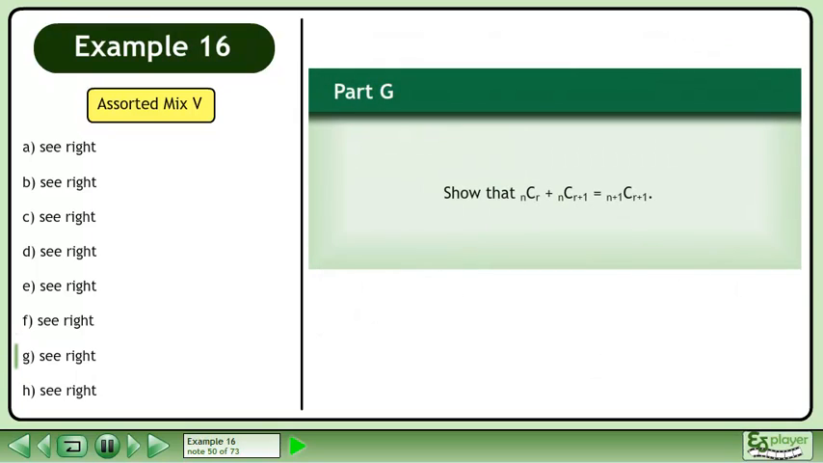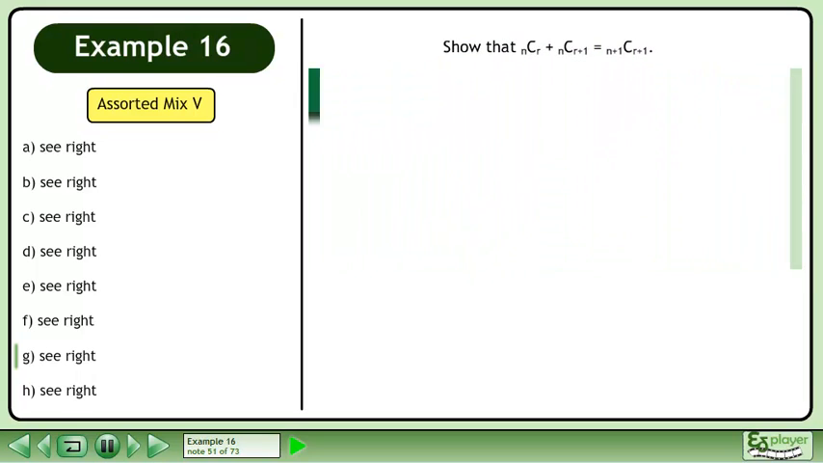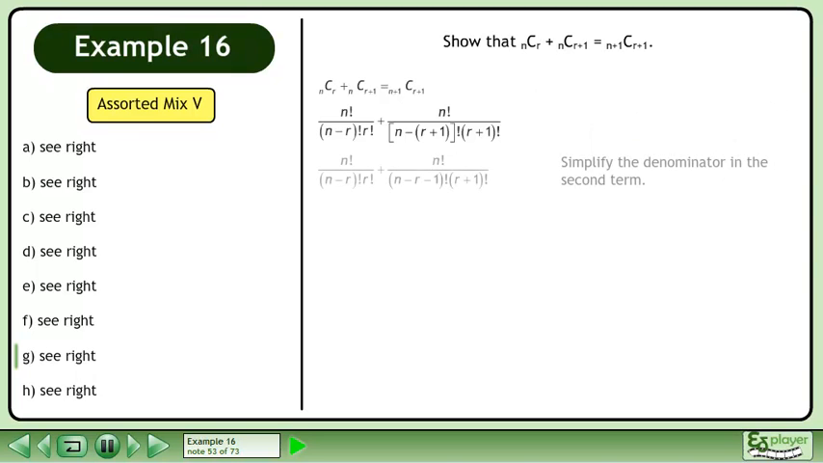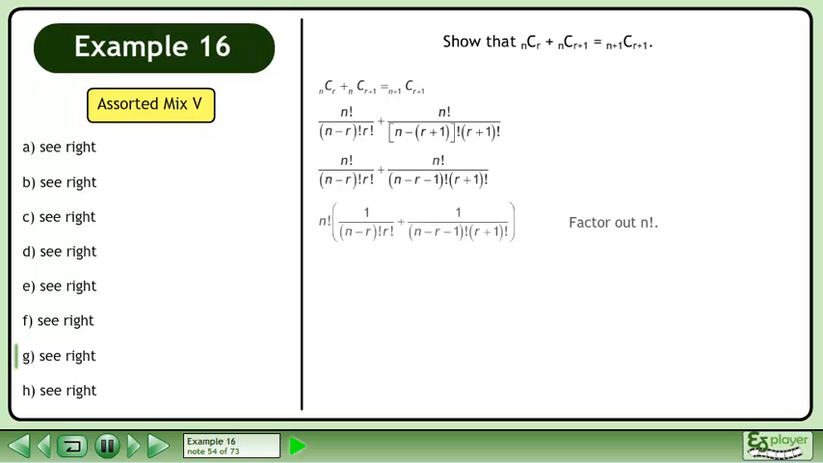Now we'll move on to Part G. Show that n choose r plus n choose r plus 1 equals n plus 1 choose r plus 1. Rewrite the equation. Expand each combination on the left side using the combination formula. Simplify the denominator in the second term. Factor out n factorial.